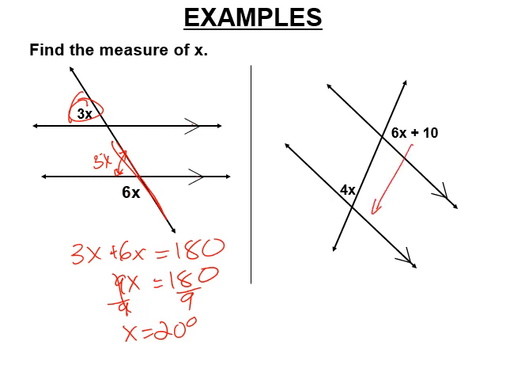So you could put the 6x plus 10 down there or the 4x up there. But either way, you're making a linear pair. And linear pairs always add up to 180.